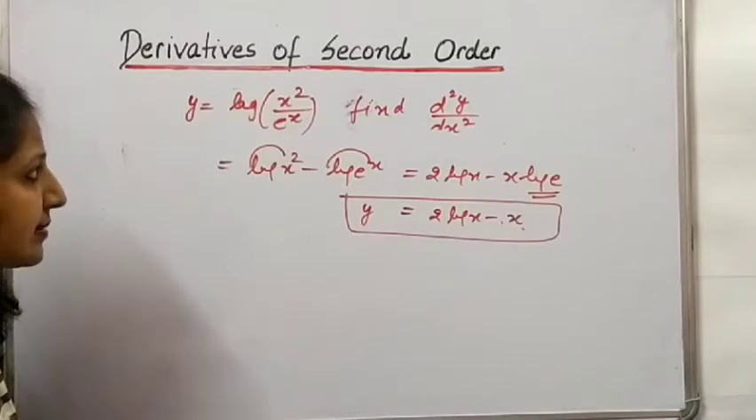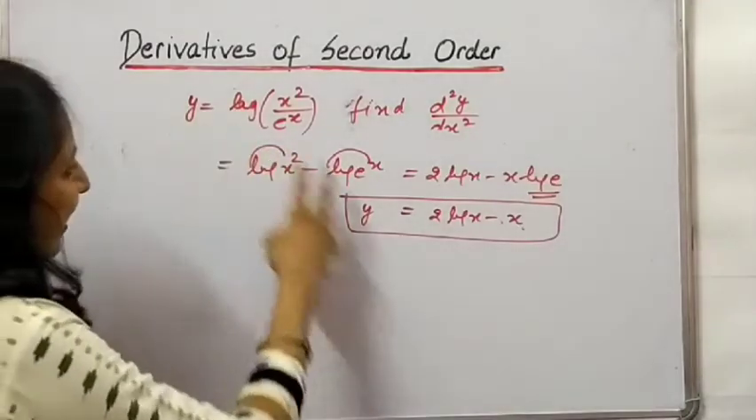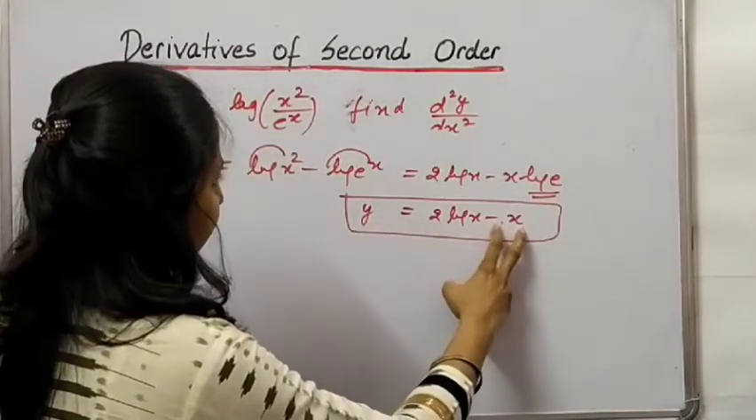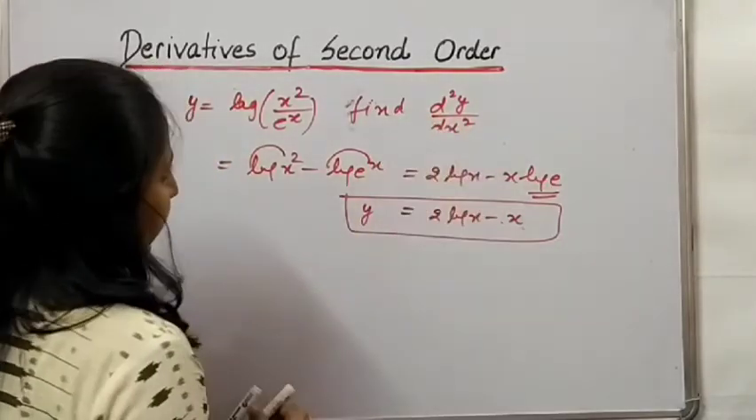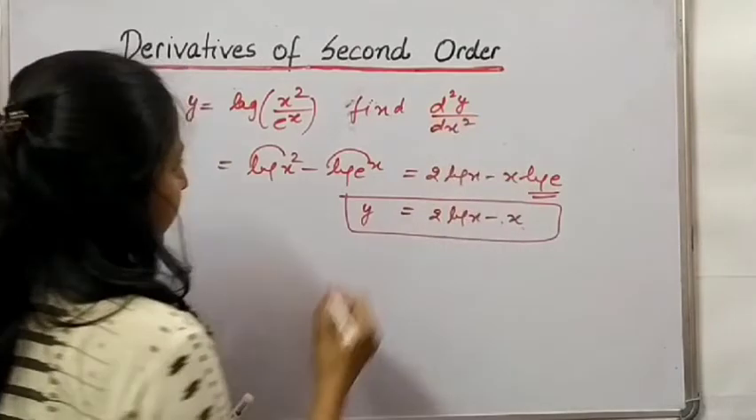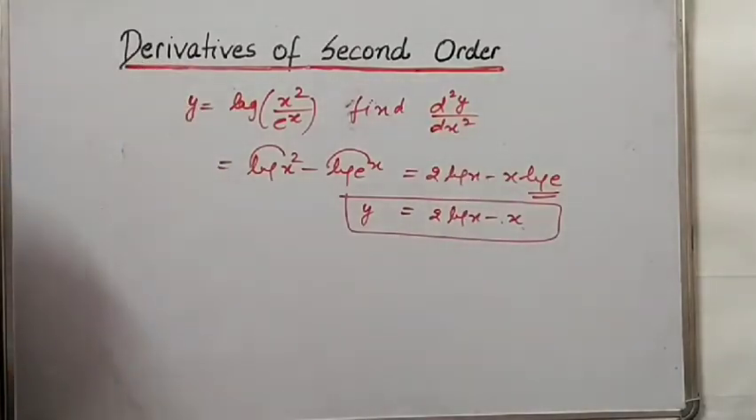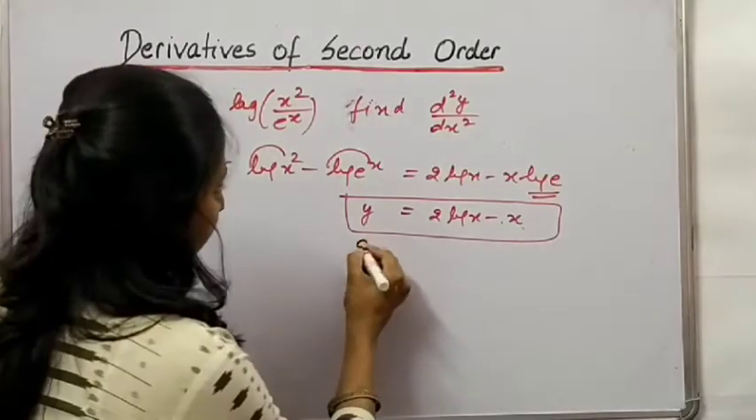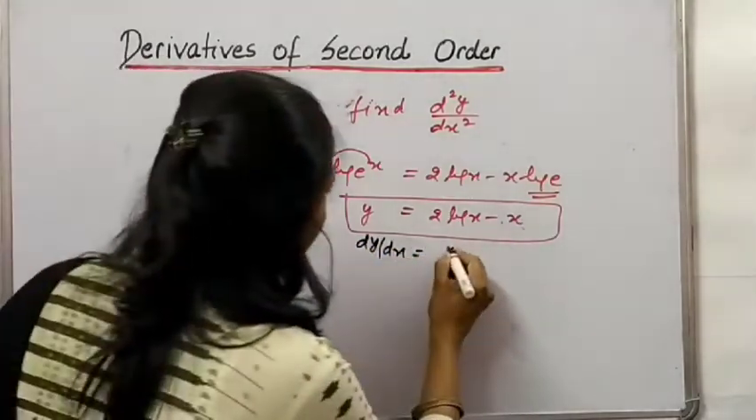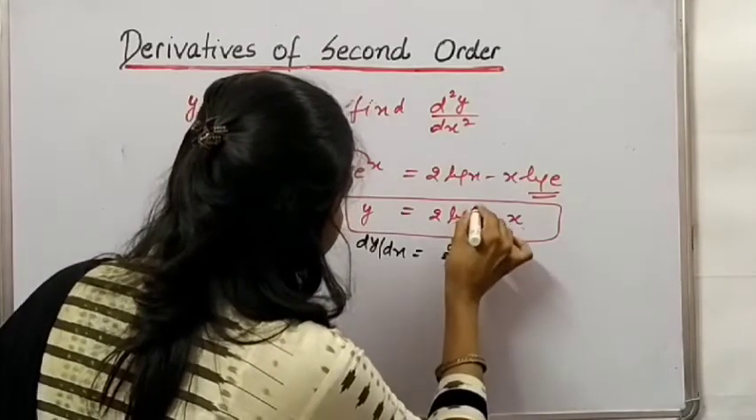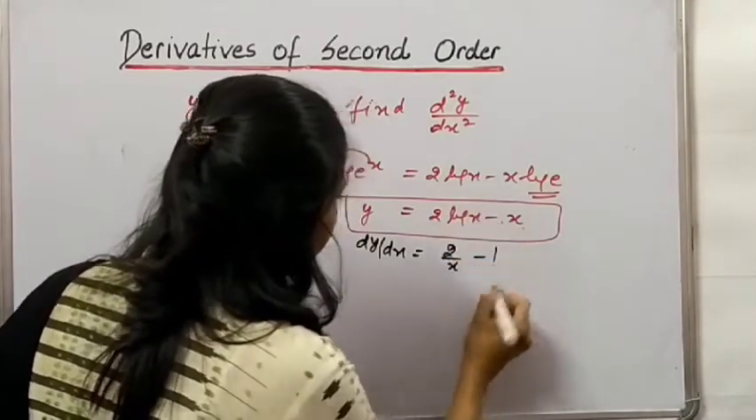So students, it's very simple. Now our y is 2 log x minus x, right? So we have to find its second order derivative. First of all we will differentiate it with respect to x, then again we will differentiate in order to find the second order derivative. So first of all dy by dx will be 2 by x, because the derivative of log x is 1 by x and the derivative of x is 1.